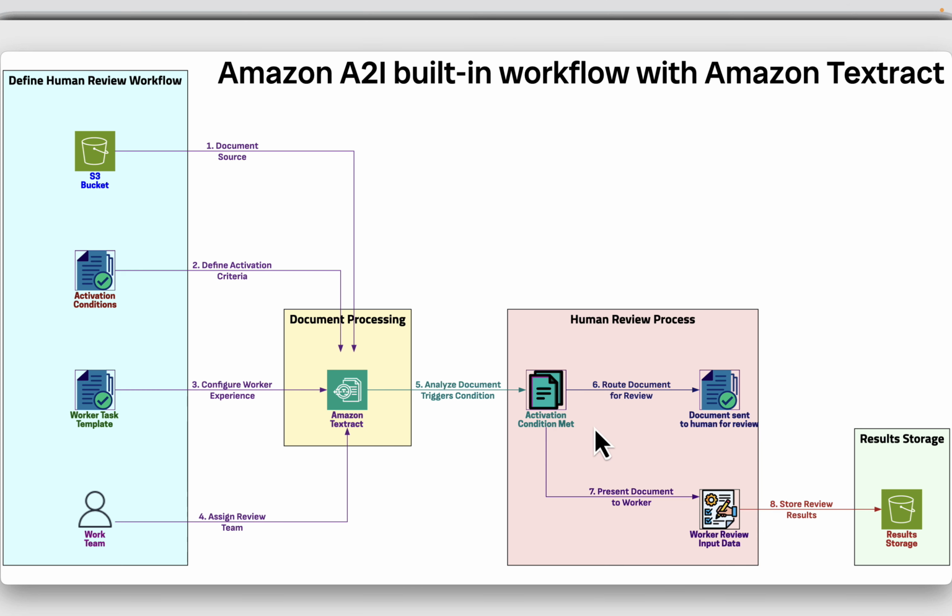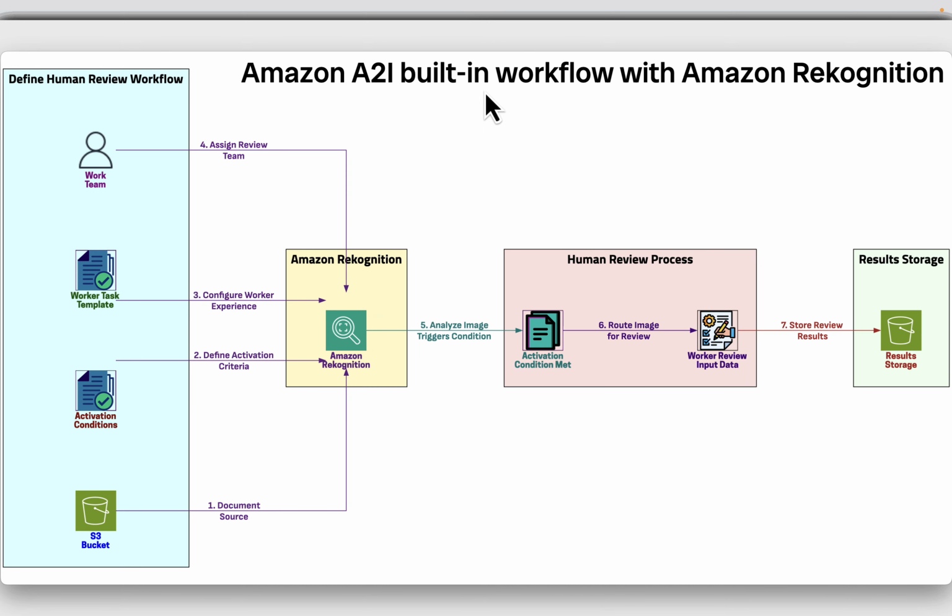So if a score is below a certain threshold confidence level, you can send the document to a human for review. That document is presented for review, and workers will review the input data and store back the results to the S3 bucket. And this is the Amazon A2I built-in workflow with Amazon Rekognition.